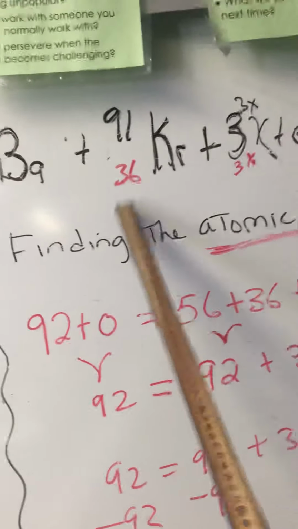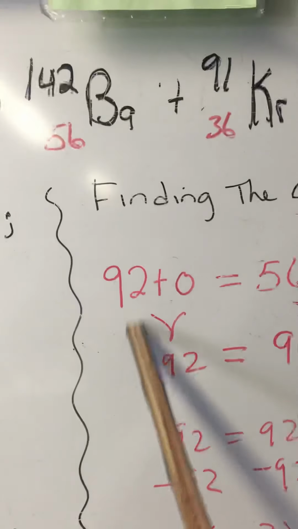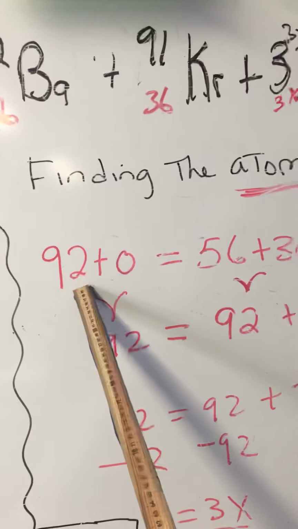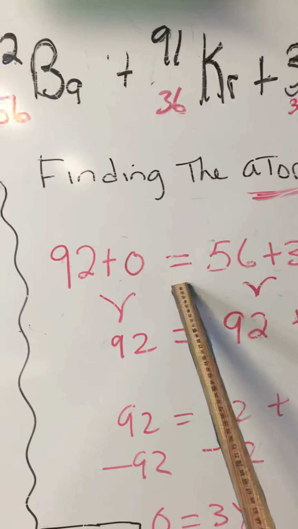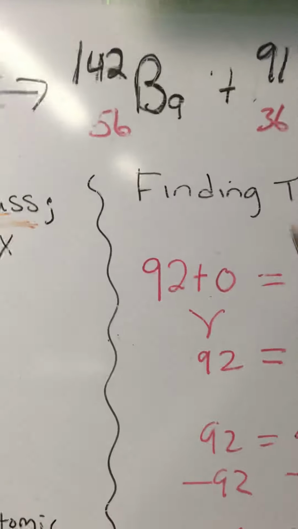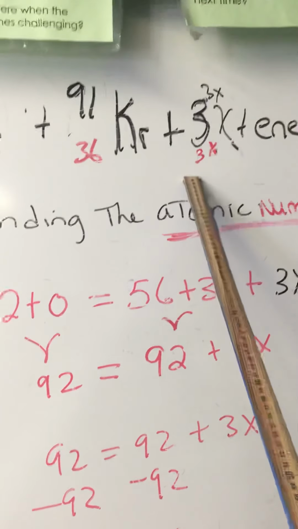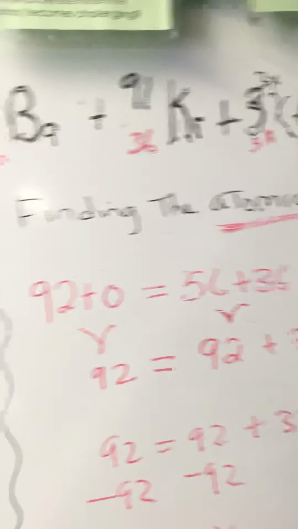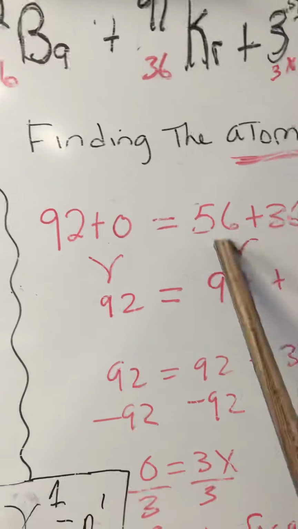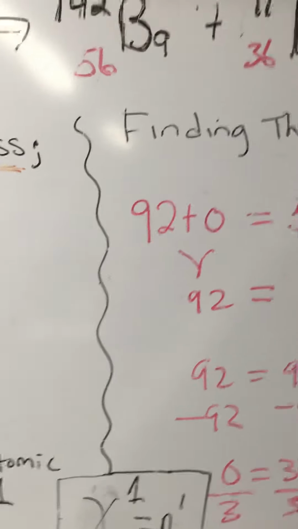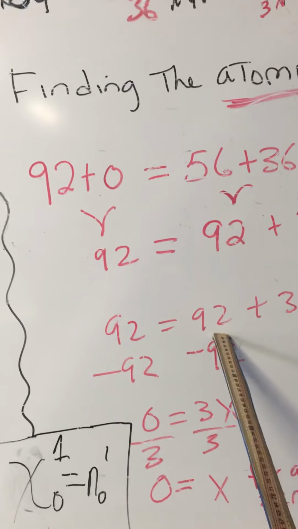Here we go. 92 plus 0 is 56 plus 36 plus 3x. I write it here, 92 plus 0 is 56 plus 36 plus 3x. See it? And then I took it down here. 92 plus 0 is 92. 56 plus 36 is 92 plus 3x. Put it here. We wrote it just to make it neater so you can follow. 92 is 92 plus 3x.